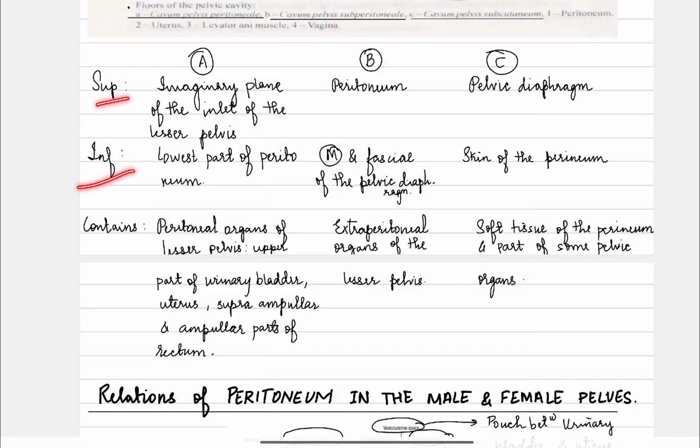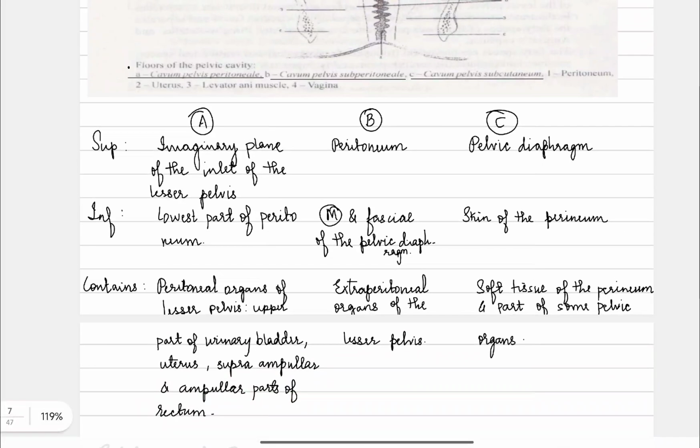Now, what are the superior and inferior margins of these? First is cavum pelvis peritoneale. Superiorly, there is the imaginary plane of the inlet of the lesser pelvis. Inferiorly, the lowest part of the peritoneum is present. And what does it contain? It contains peritoneal organs of the lesser pelvis: the upper part of the urinary bladder, the uterus, and the supraampullary and ampullary parts of the rectum.